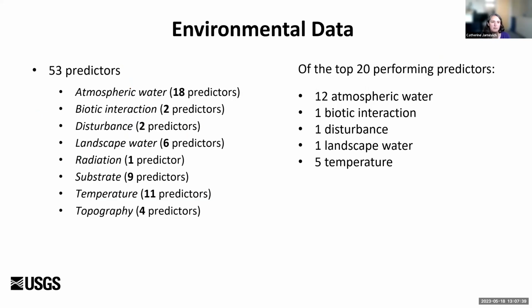And so we really spent a lot of time developing the predictor set that we have. And so these include atmospheric water from different times of the year, potential biotic interactions, so like tree cover to get at shade information, other things like that, disturbance, including human disturbance, landscape water, solar radiation, the substrate, so what the soils are like, temperature from different seasons and times of the year, and then topography to get at where, again, that gets at solar radiation and where water might pool on the landscape.